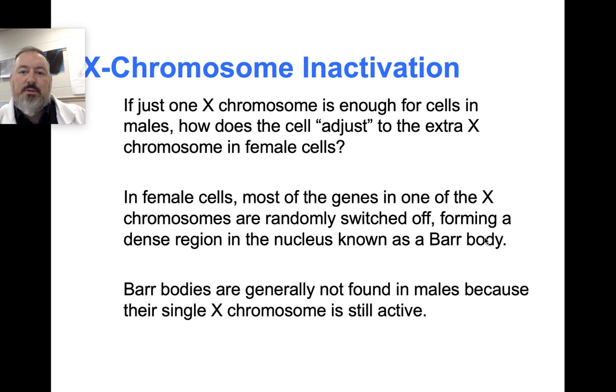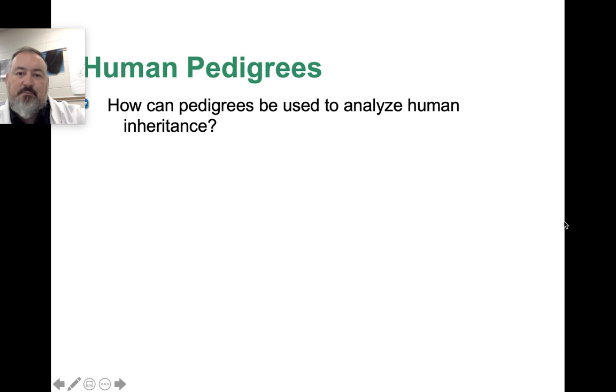So, X chromosome inactivation. Just one X chromosome is enough for cells in males. How does the cell adjust to an extra X chromosome in females? In female cells, most of the genes in one of the X chromosomes are randomly switched off, forming a dense region in the nucleus known as the Barr body. Barr bodies are generally not found in males because their single X chromosome is still active.